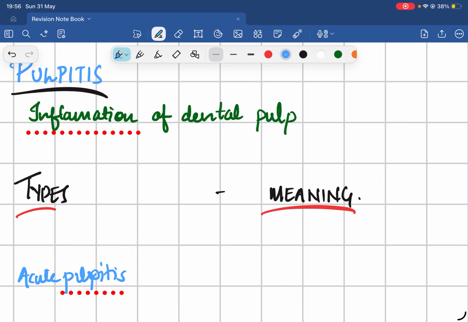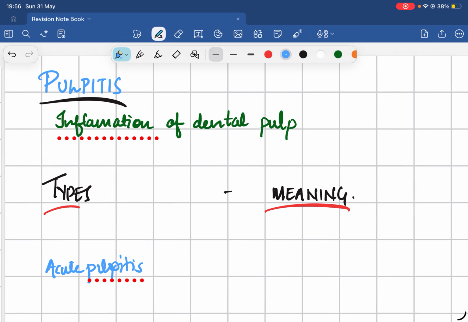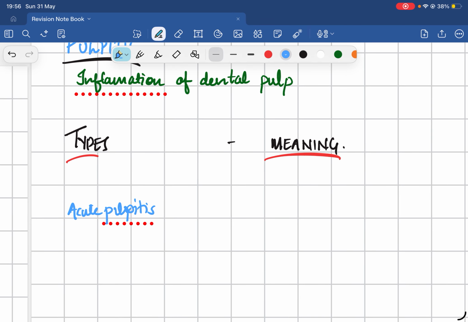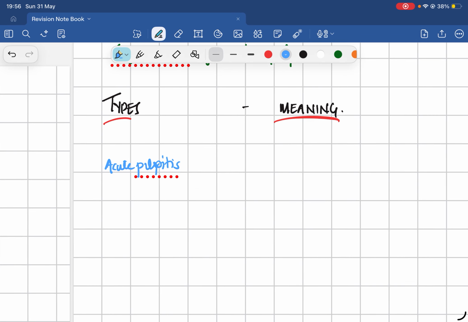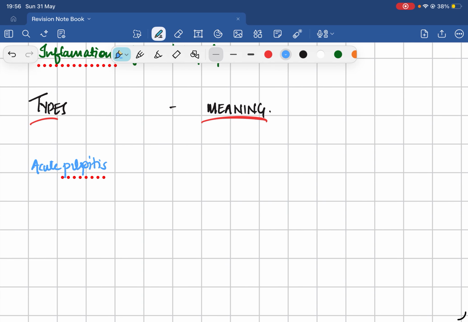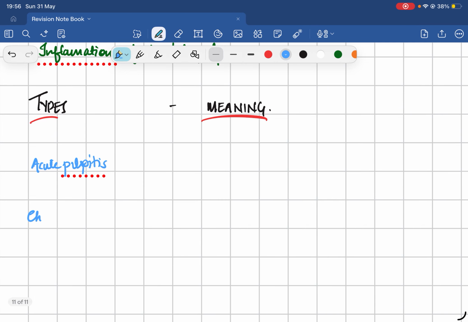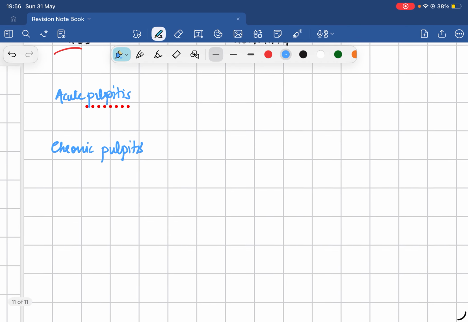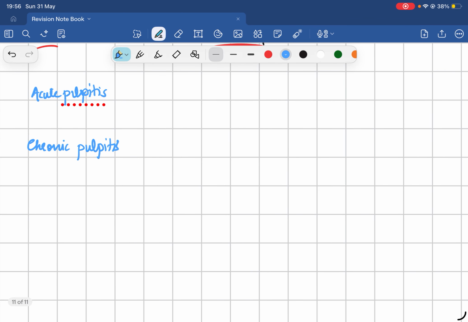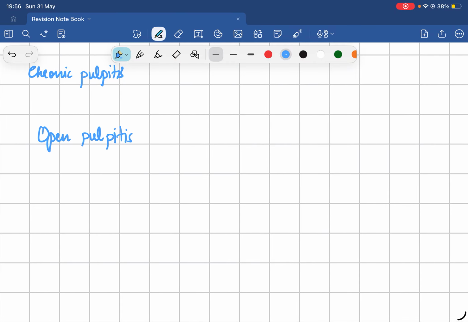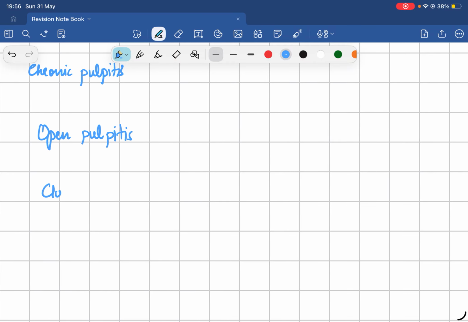So pulpitis means inflammation of the dental pulp, and there are four types of pulpitis. First one is acute pulpitis. Second one is chronic pulpitis, and third one is open pulpitis. Yes, and the fourth one is closed pulpitis.